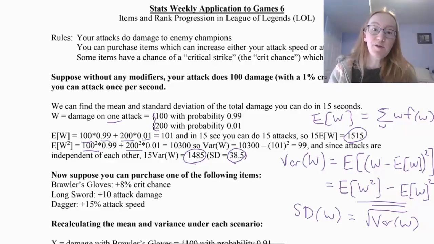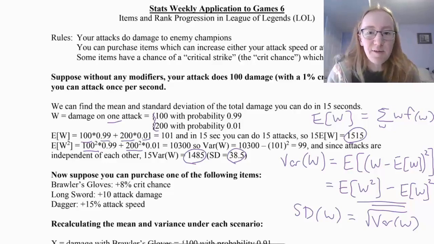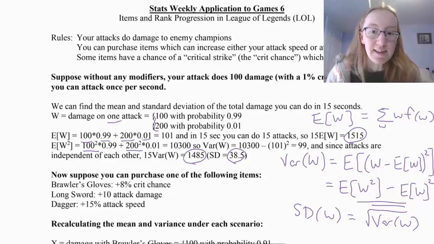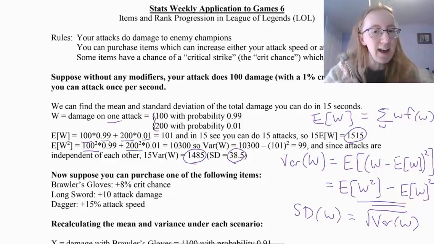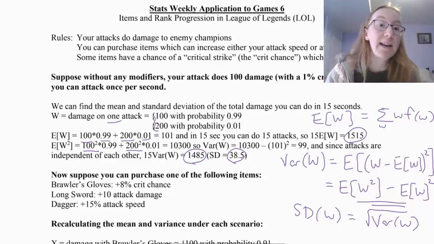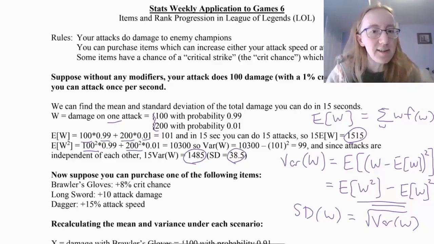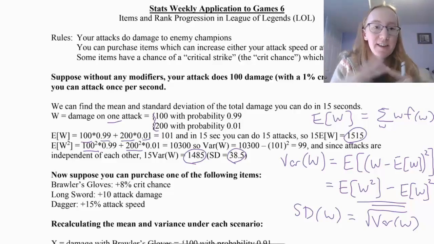So imagine you have a choice between 3 of these items. We have the Brawler's Gloves, which gives you 8% higher crit chance. We have a longsword, which gives you more damage, so plus 10 attack damage. Or we have a dagger, which you can use faster. So you do the same attack, but you actually do more attacks per second. So we want to think about what impact these changes are going to have on the total damage you can do in 15 seconds. So we can investigate each one of these items and recalculate the mean and variance of the amount of damage we can do in that time and see what we get.